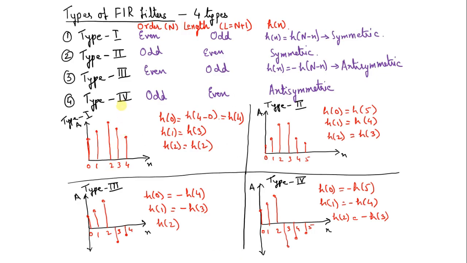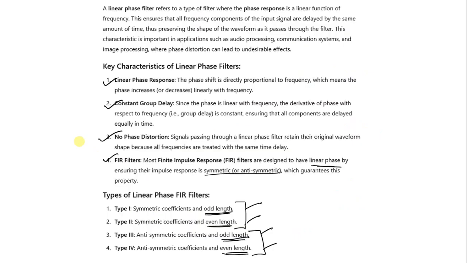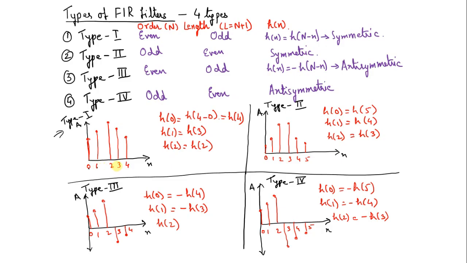Now, in type 1 we are having odd length, sorry, odd length. So if you see 0, 1, 2, 3, 4, the length is 5. So we are having 5 coefficients, and the center point is 2. So across this center point, you will be having values which are equal to each other. In type 2, the center point would be somewhere in between, an imaginary line. So across this center point, the values would be the same.